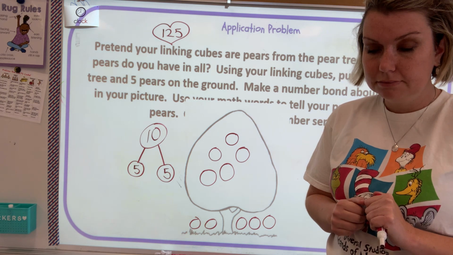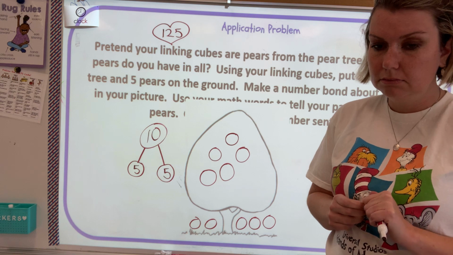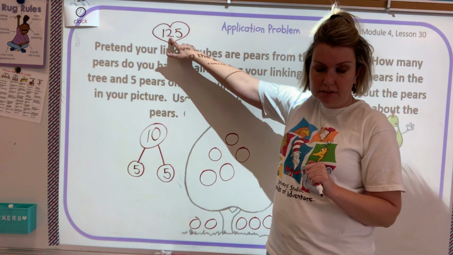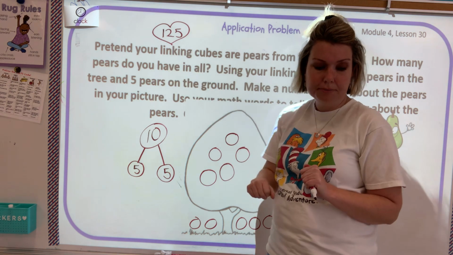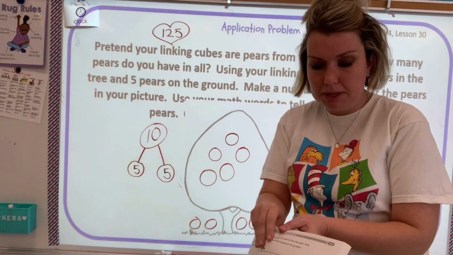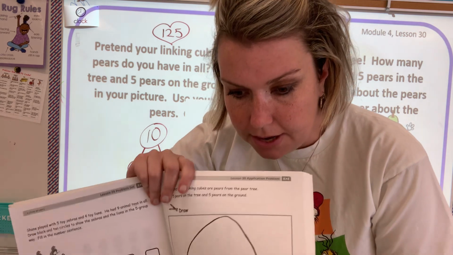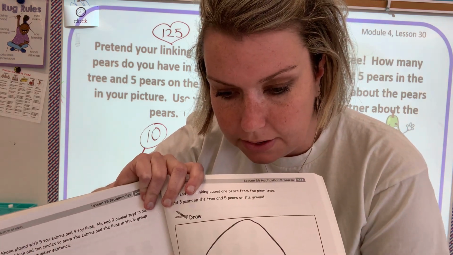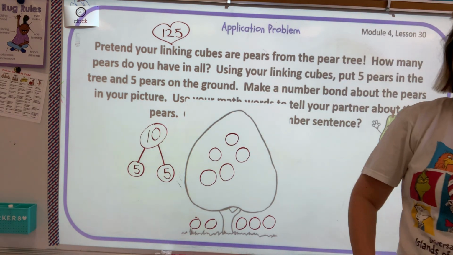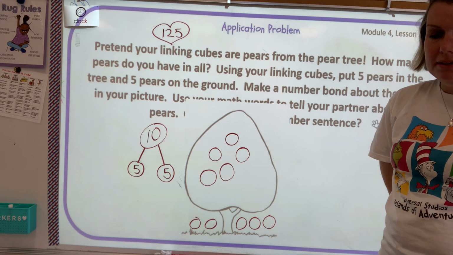I have a question. What's your question, sweet girl? I know which page is it again? 125. I have no room to draw a number bond. Could you sneakily put your number bond in this corner and make it little? And then put your number sentence way down here. Okay, once you've done your number sentence, raise your hand.